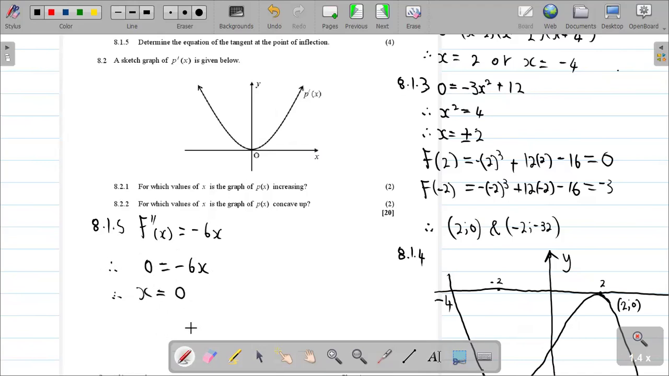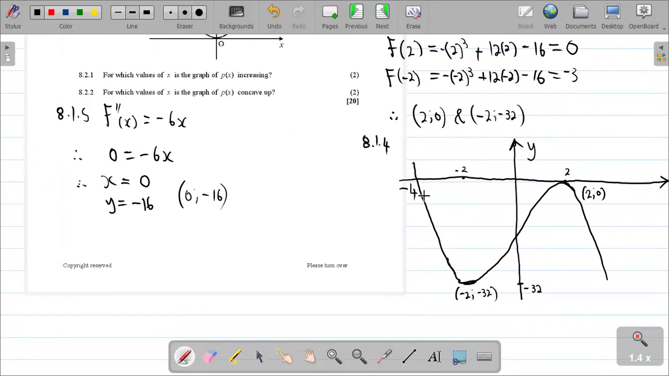You understand? So we must substitute. So it means that y will be equal to -16, isn't it? So it will be at the y-intercept. So the point of inflection will be 0 and -16 here. Okay, so we have to show that. So this is -16 here. This is the point of inflection.